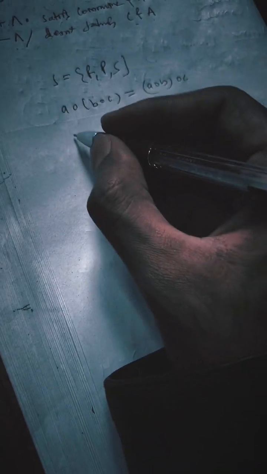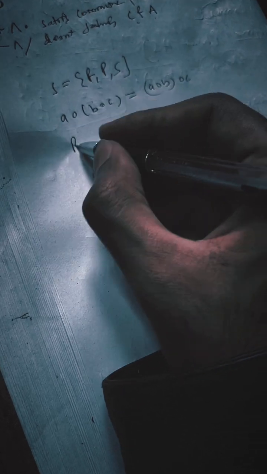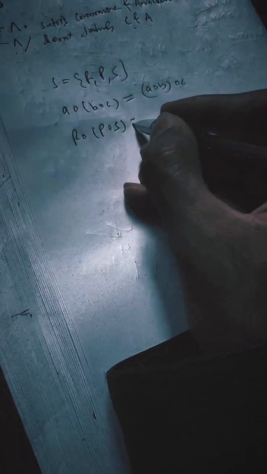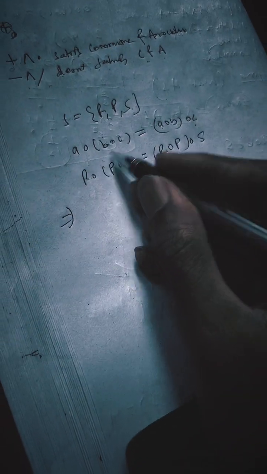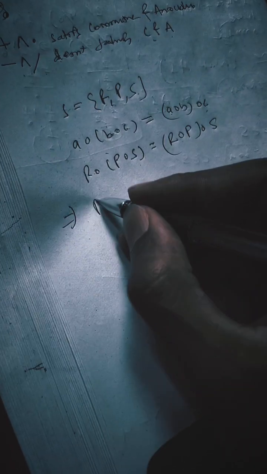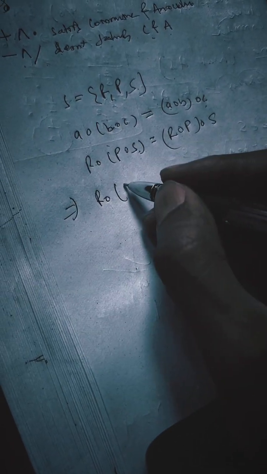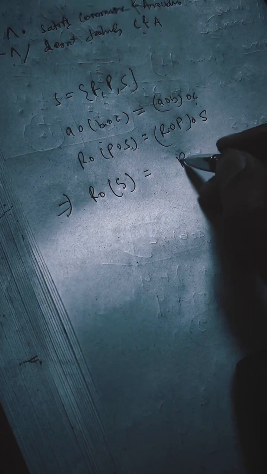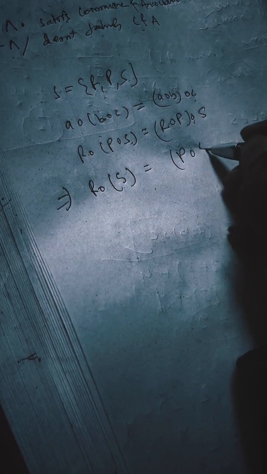Now let's choose A, B, C. We have only three elements. So A is rock, B is paper, C is scissors. We can choose any in order, right? So rock operate paper operate scissors: rock operate paper, the answer is paper, then paper operate scissors.